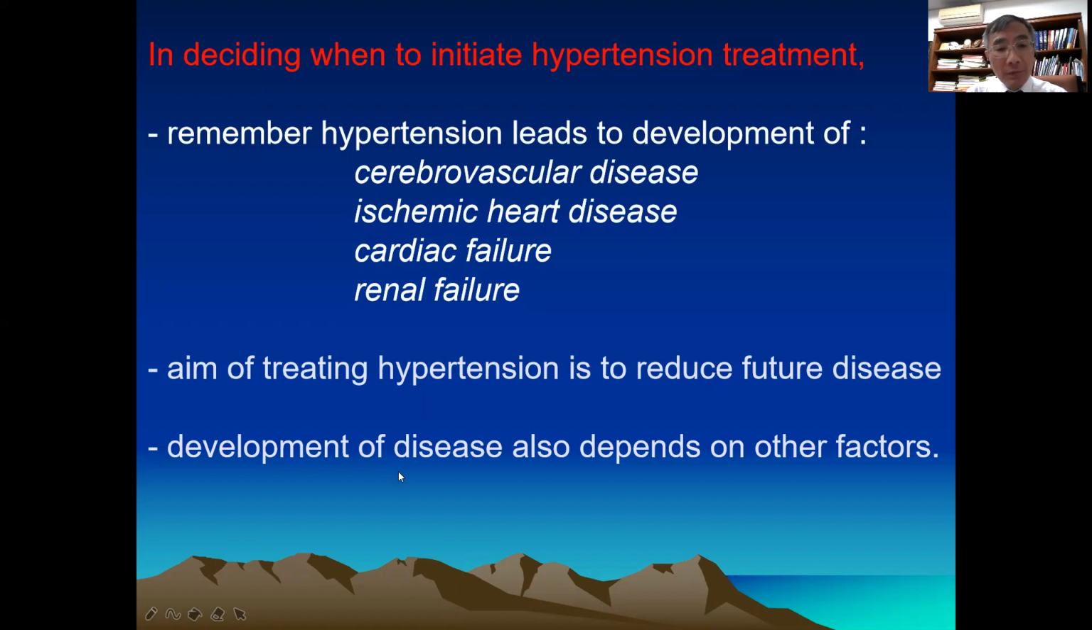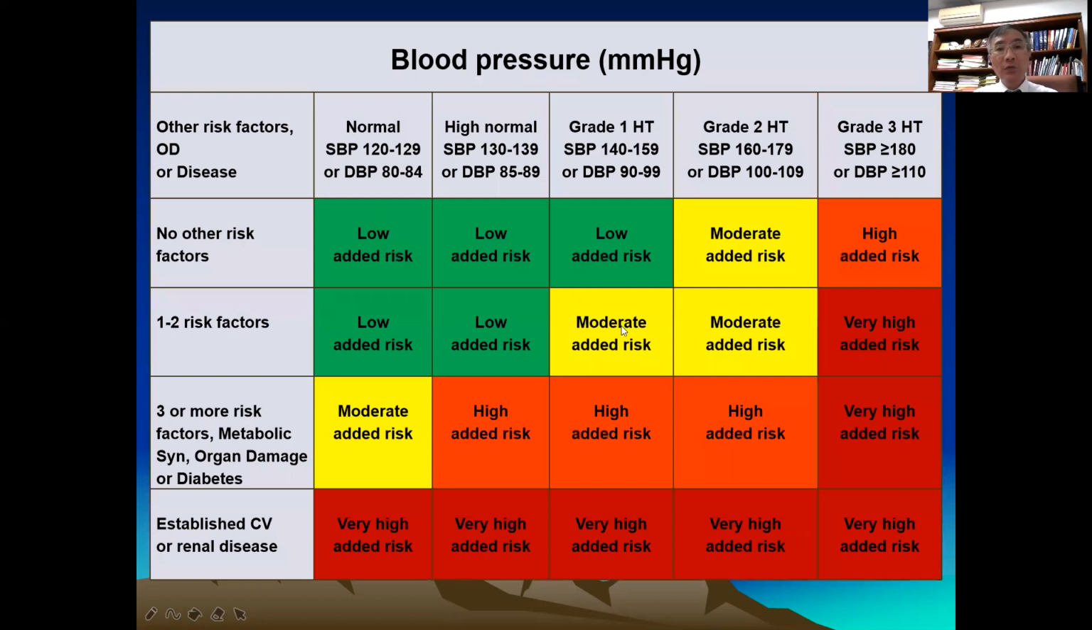It is, however, very important to remember that the development of these clinical diseases also depends on other factors besides hypertension. This is shown elegantly in this chart: the risk of future disease depends not just on the level of blood pressure, but on the presence of other risk factors, on whether the patient has metabolic syndrome, whether the patient already has organ damage, or the patient has diabetes.